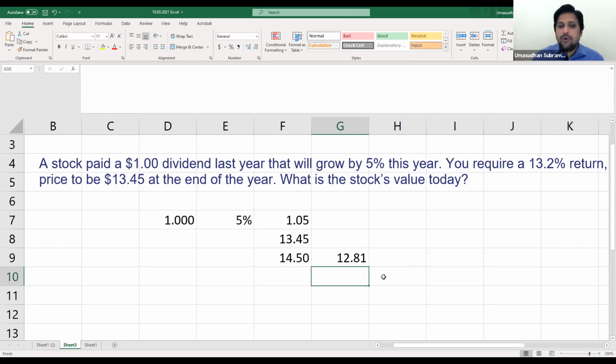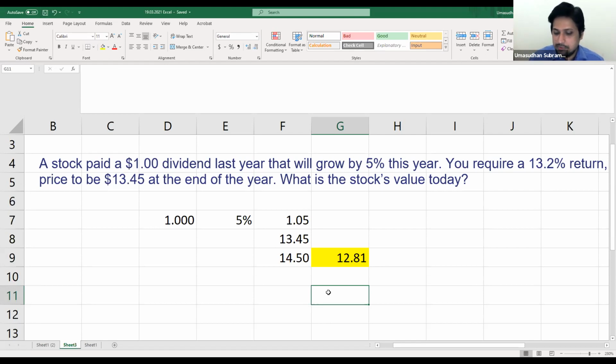Now what do you need to do? What is this 12.81? Can someone say the meaning of it? It's the intrinsic value. This is the maximum you should pay for the stock, because you're estimating the future cash flow, discounting it, and saying this is the value of the stock. And then you're going to compare this 12.81 with the market price.